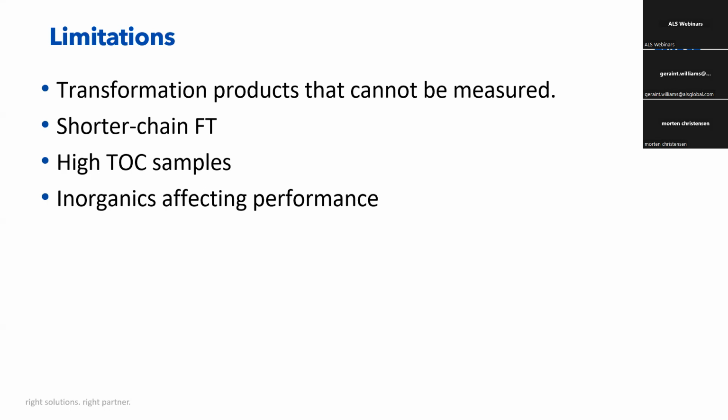We know samples with high total organic carbon, high TOC concentrations, might not get converted under TOP assay because certain organics can scavenge the hydroxyl radicals. So that is one of the limitations. On the next slide, I'm going to talk about some of the approaches we've developed to overcome that particular hurdle.